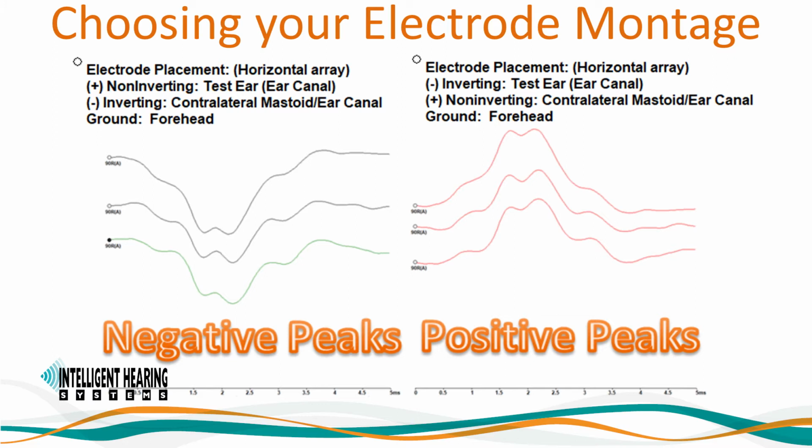On the contrary, if you prefer to view the eCoG response as upward positive peaks, then the test ear electrode would be connected to the negative inverting input of your amplifier patient cable, while the contralateral ear canal or mastoid will be connected to the positive non-inverting input of your amplifier patient cable.